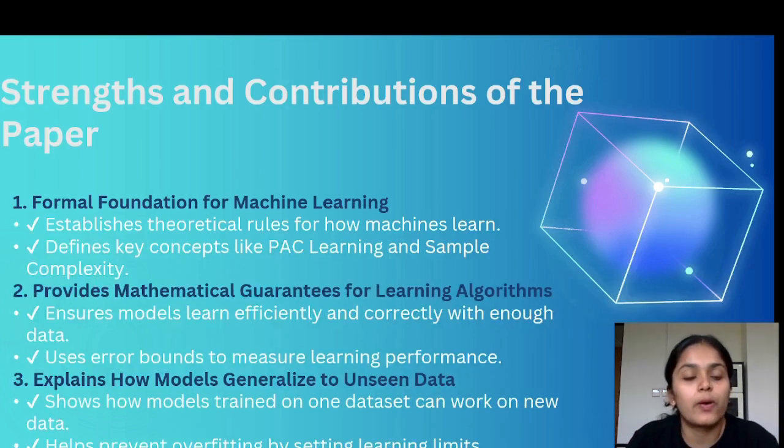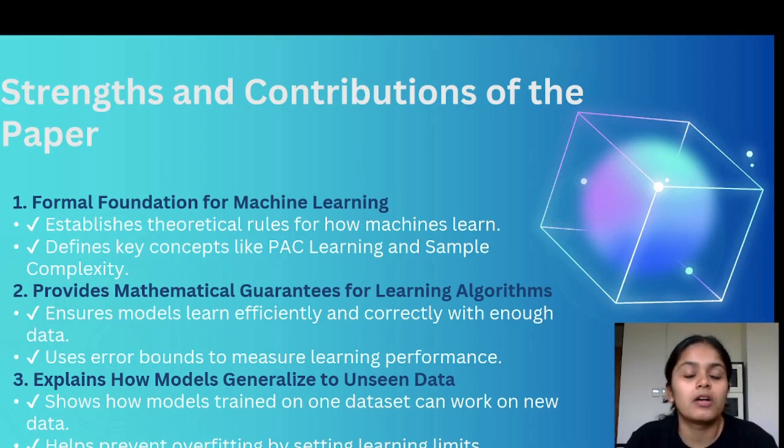Now let's discuss the strengths and contributions of the paper. The first contribution is the formal foundation for machine learning. It establishes theoretical rules for how machines learn, and defines key concepts like PAC learning and sample complexity. The second point is that it provides mathematical guarantees for learning algorithms. It ensures the model learns efficiently and correctly with enough data. It uses error bound to measure learning performance.